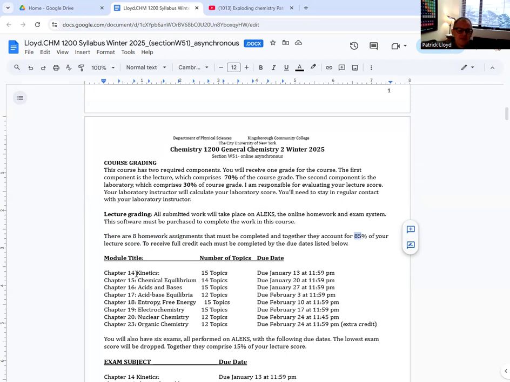Okay. So here are the titles of each of these homework assignments. We call them modules in ALEX. They're based on chapters. So the first one would be chapter 14, which is called kinetics. It has 15 homework problems as a set that you have to complete. And it has a due date.